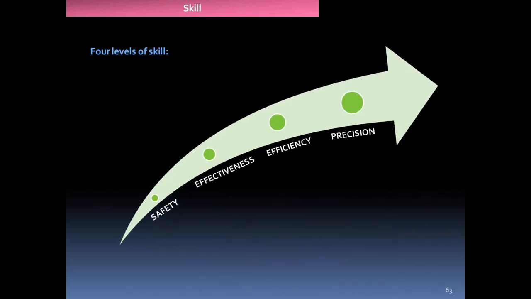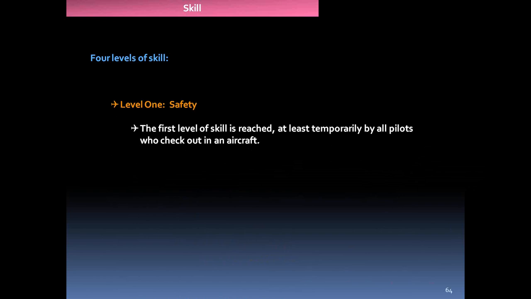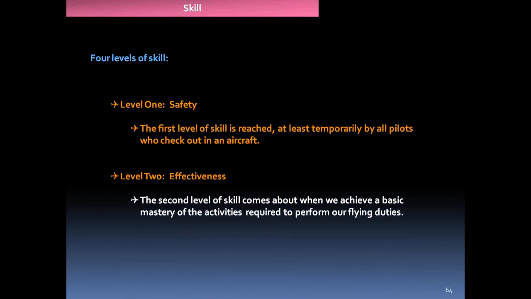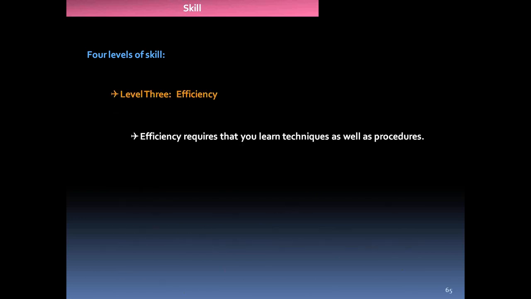There are 4 levels of skill: safety, effectiveness, efficiency, and precision. Let's take a little closer look at those. Level 1, safety. The first level of skill is reached, at least temporarily, by all pilots who check out in an aircraft. Level 2, effectiveness. The second level of skill comes about when we achieve a basic mastery of the activities required to perform our flying duties. So effectiveness. Then level 3, efficiency.